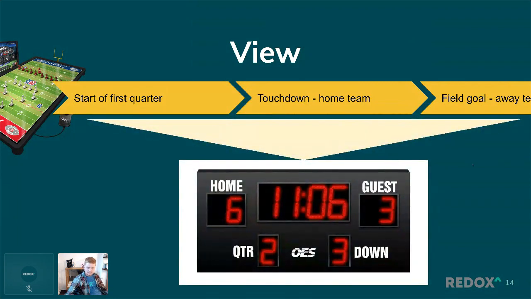So notice that any one of these events, like the start of the first quarter or touchdown or whatever, none of those tell you in isolation what you need to know if you want to actually understand the current state of the game. You need something that has consumed all of the events as they have come through, and digested them into a static representation, the scoreboard. So imagine you missed the first half of a football game.